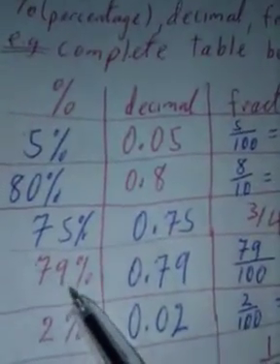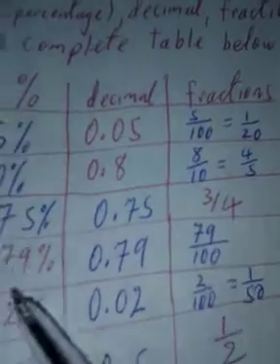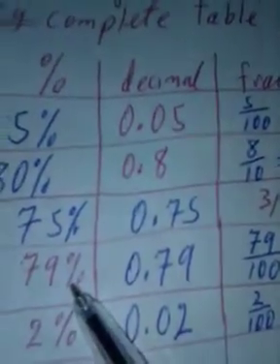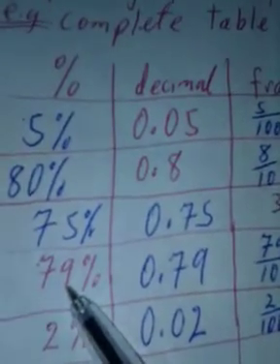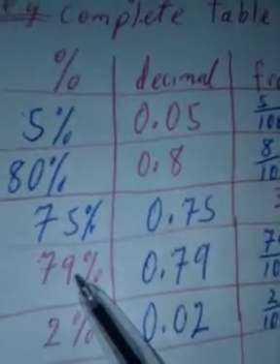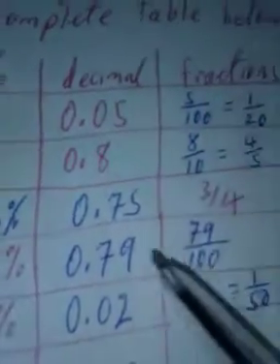Now let's change the percentage into a decimal. We have to divide by 100. Whenever you are dividing by 100, you move the decimal point 2 times to the left. See, every number has a decimal point. 1, 2 is equal to 0.79.